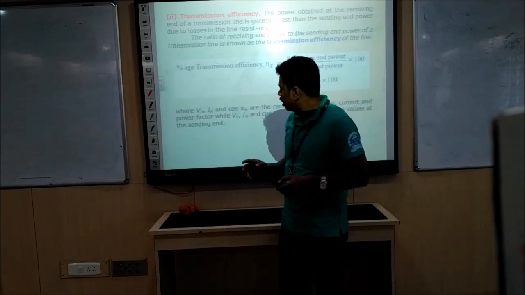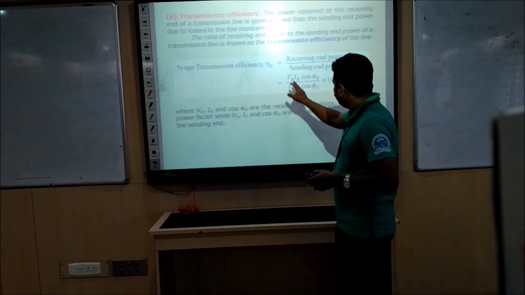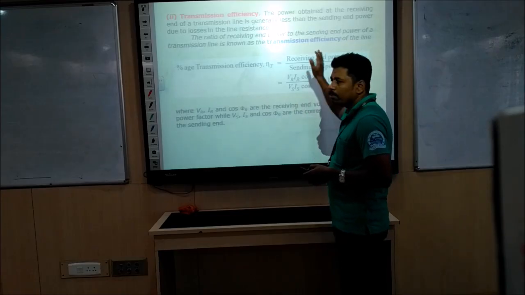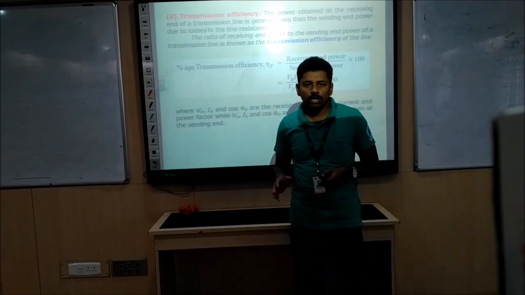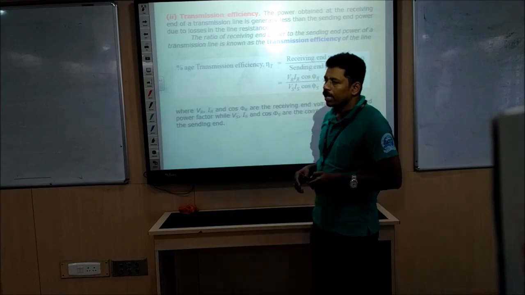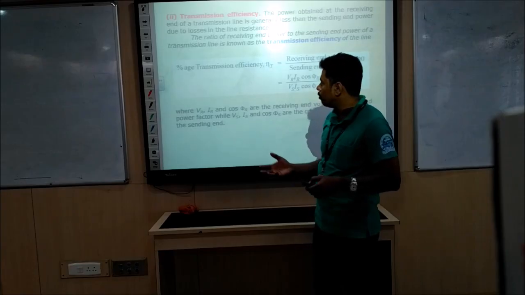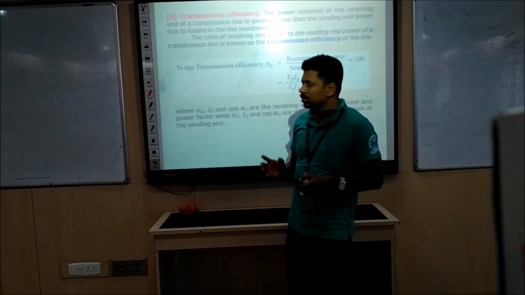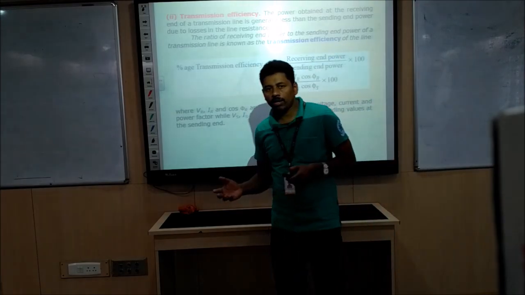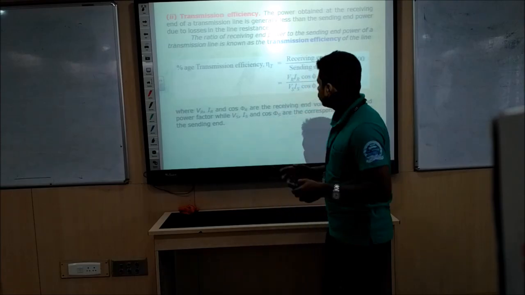Here Vs, Is, and cos phi s are the sending end parameters. Vr, Ir, and cos phi r are the receiving end parameters. So receiving end power by sending end power will give you the efficiency of the transmission line. As much as possible, we try to improve the efficiency to more than 90-95% by adding components like FACTS devices, etc. So these two we are going to discuss: how to find the voltage regulation and how to find the transmission efficiency for different models.